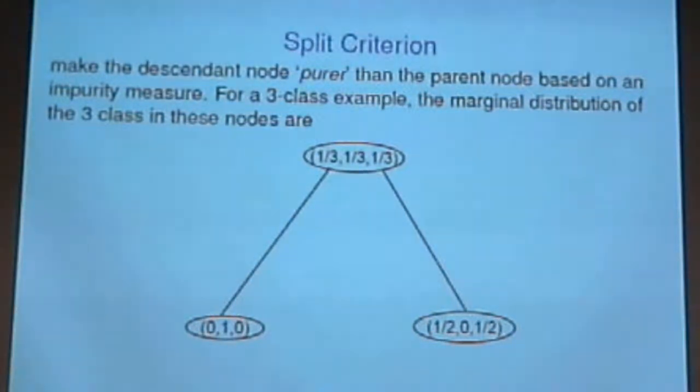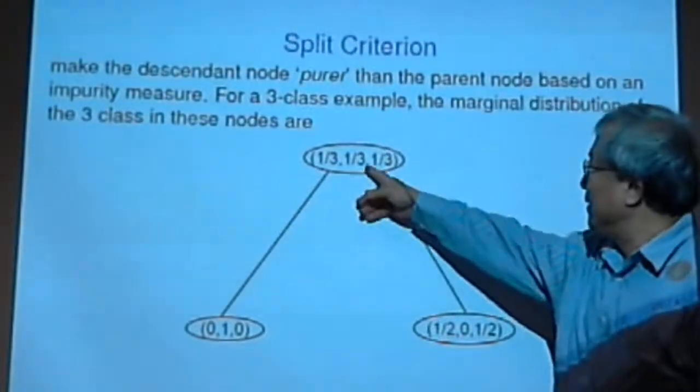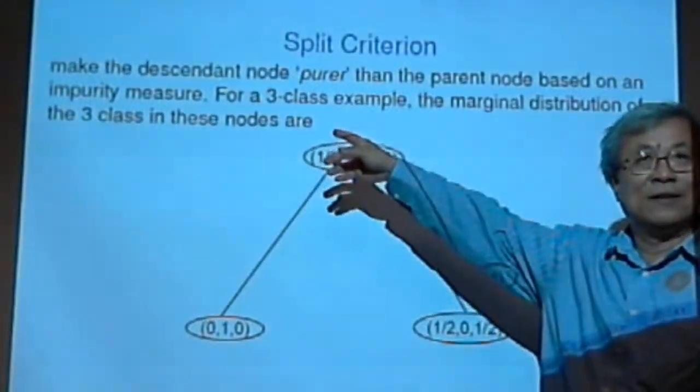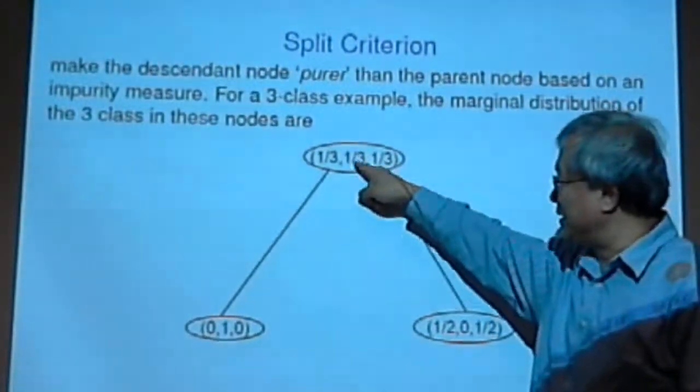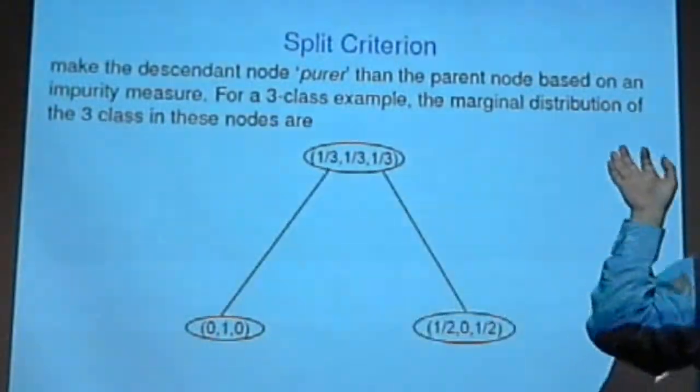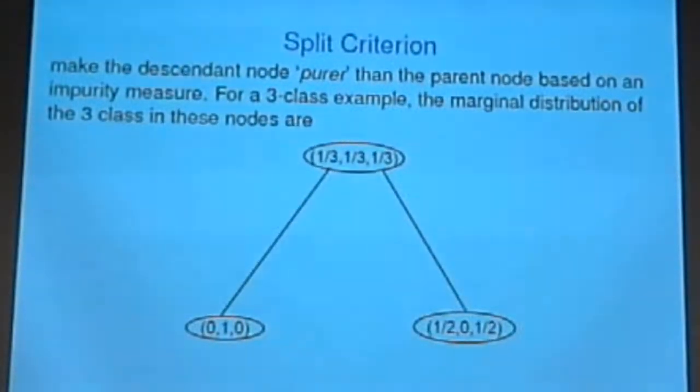So here is an example. The idea is to make the descendant nodes, or child nodes, purer than the parent node based on an impurity measure. This is a 3-class example. The marginal distribution of the 3 classes in this node is like this. Probably our iris data could be a good example. If I make the class in the middle Setosa, and the other two versicolor and Virginica, that's a schematic of the first split.